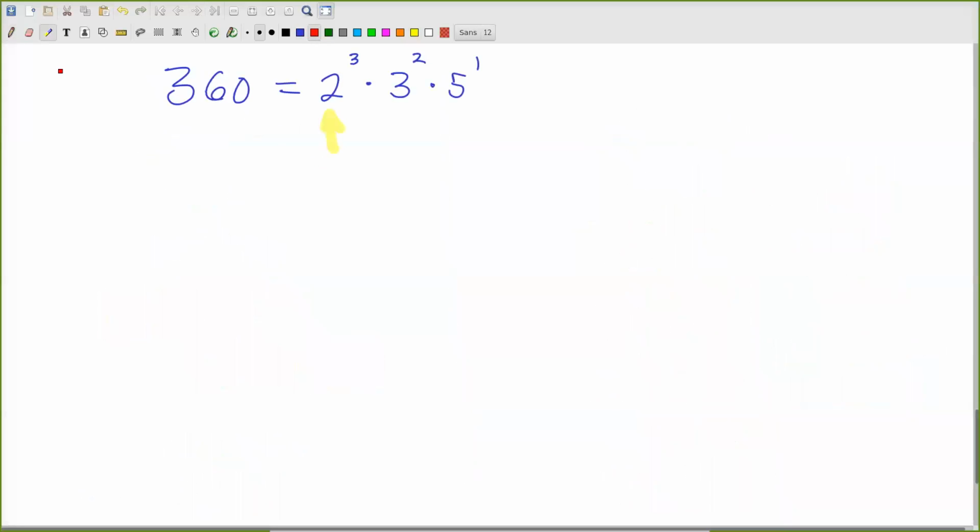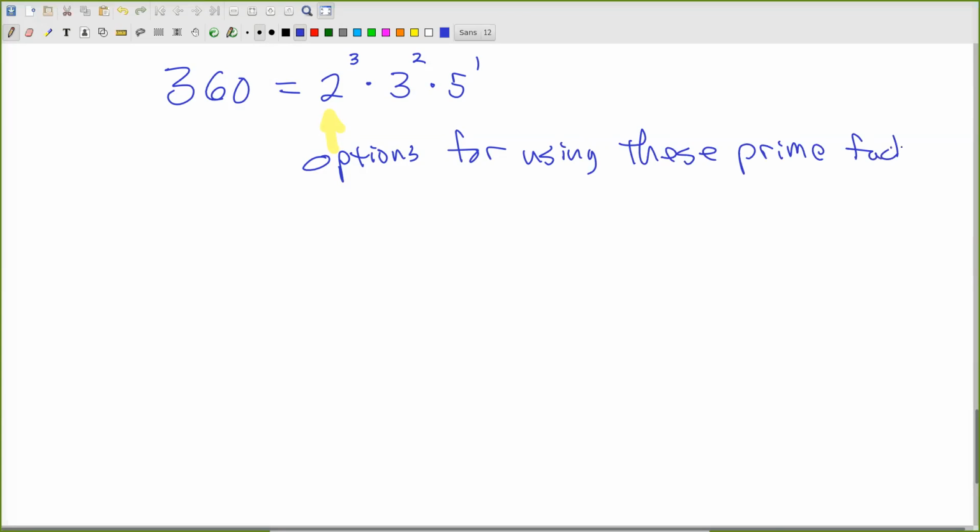So as far as options for using these prime factors: for the 3 2s I have up here, I could either use all 3 of them, 2 of them, 1 of them, or none of them. So that gives me 4 options for using those 2s. For the 2 3s I have here, I could either use both of them, 1 of them, or none of them. And that would be 3 ways to use the 3. And there's only 1 5, so it's either there or it's not. And that gives me 2 options.